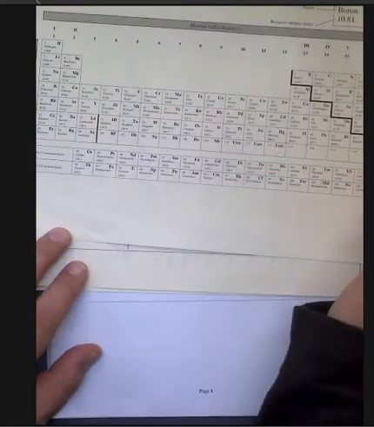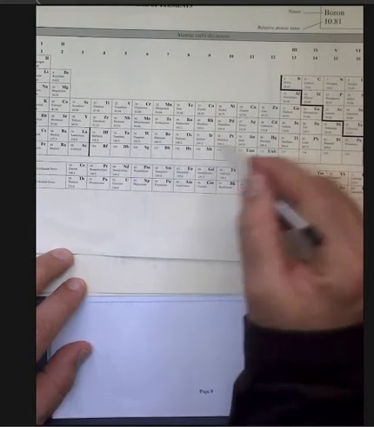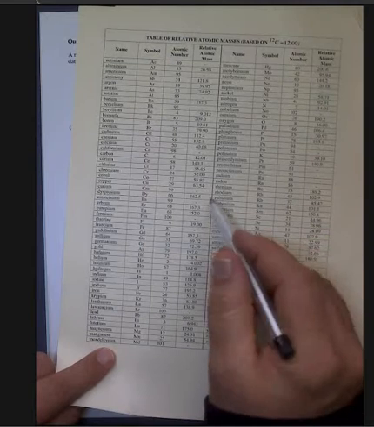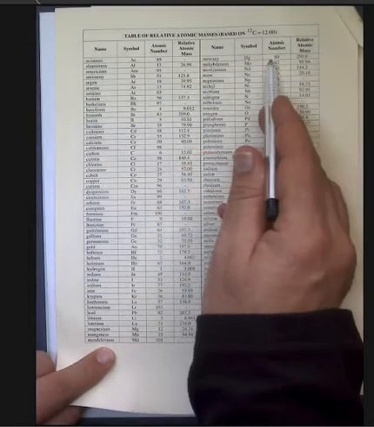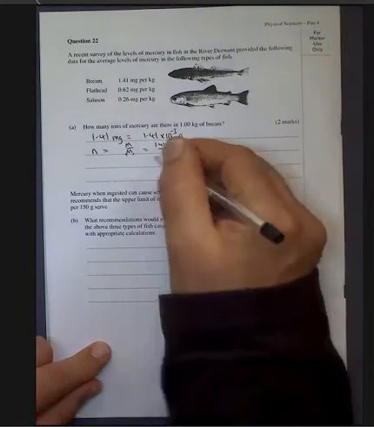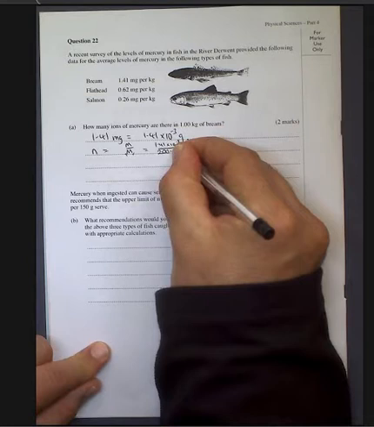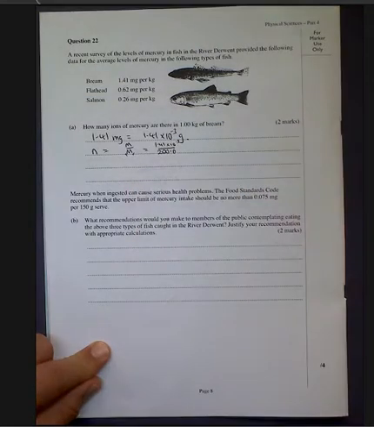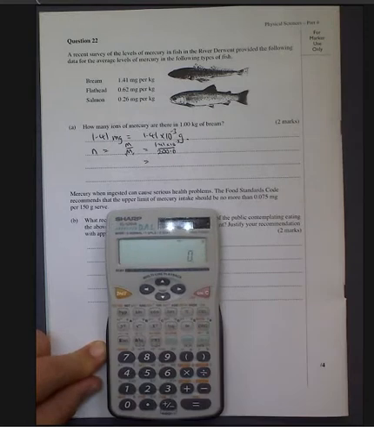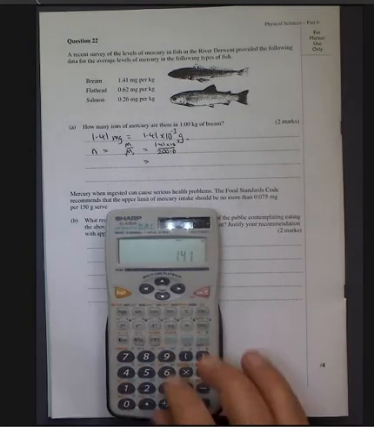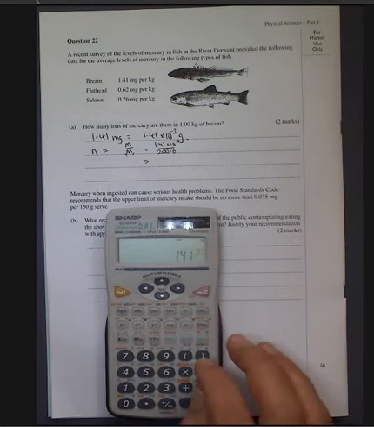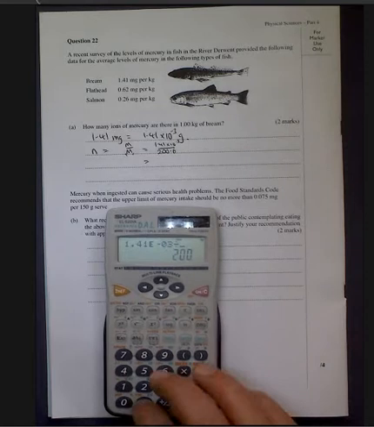Mercury, Hg, whereabouts would it be? You could either find it in here, or you can look for it under mercury, Hg. 200.6. 200.6 equals, what do we get when we put all that together? 1.41 by 10 to the minus 3 divided by 200.6.